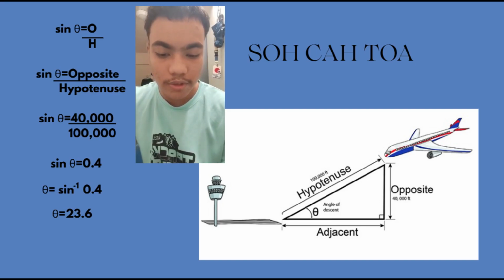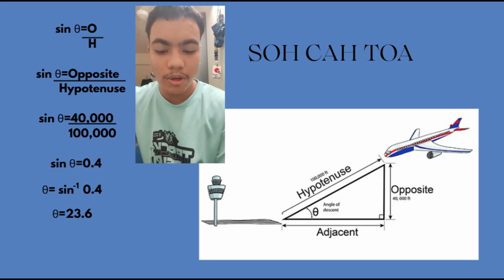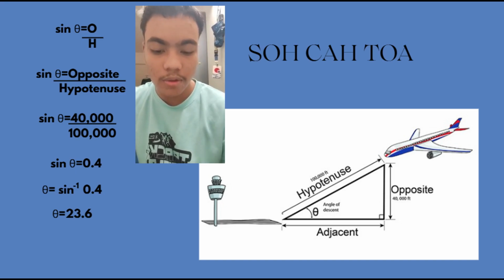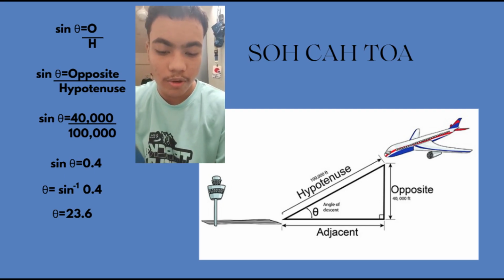To find the angle of descent, we use the trigonometric rule SOHCAHTOA, which reminds us that sine relates the opposite side to the hypotenuse, cosine relates to adjacent to the hypotenuse, and tangent relates the opposite to the adjacent. Since we are given the opposite side and the hypotenuse, we apply the sine ratio. Sine theta is equal opposite over hypotenuse.